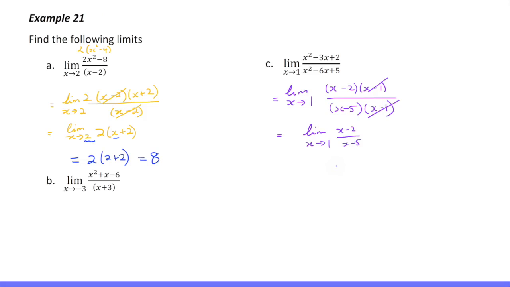And now I can substitute 1 into x. So that will be 1 minus 2 and 1 minus 5. 1 minus 2 is negative 1, 1 minus 5 is negative 4, and a negative and a negative cancel out to give me 1/4.